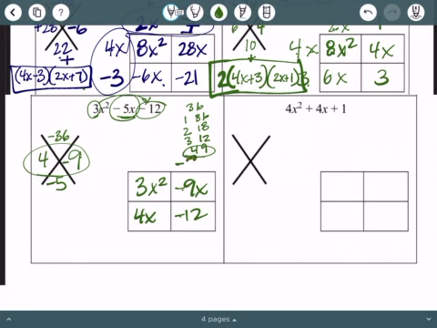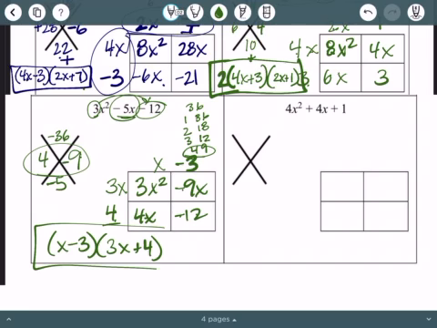I know that they have a 3 in common. That 3 is multiplied times 3 to give me here. I have x and x. X times something gives me 4x. That would be 4. 4 times negative 3 gives me negative 12. So I have x minus 3 times 3x plus 4. Just like that.